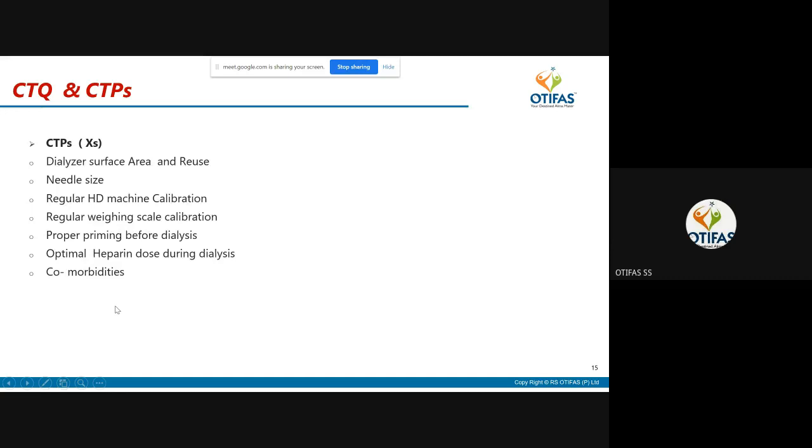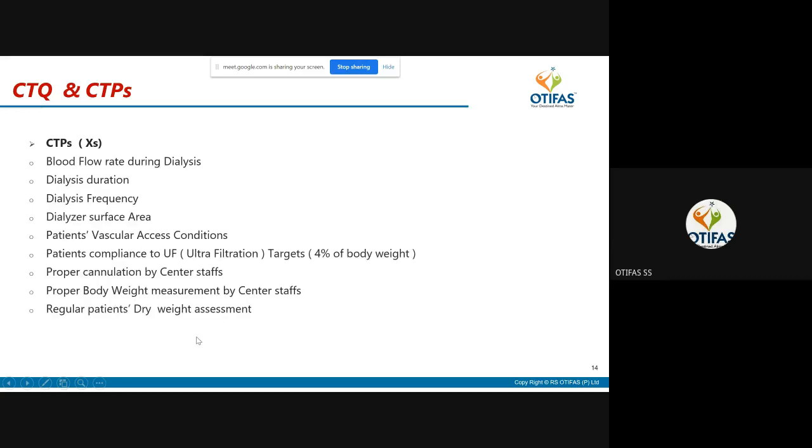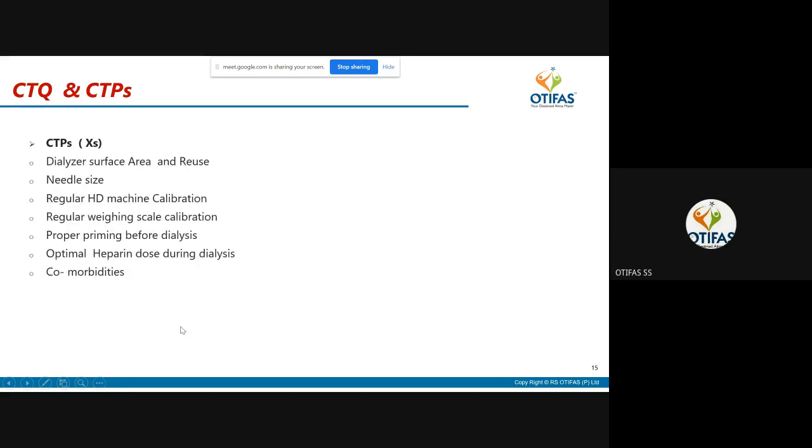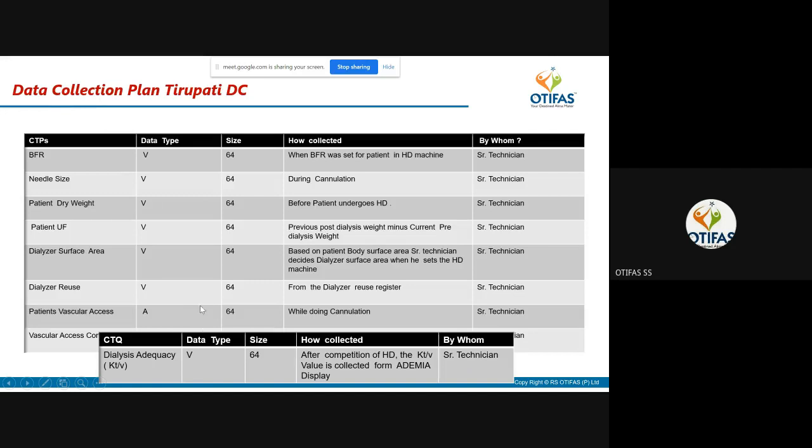Now they need to take measurements for this. What are the measures? Then they have to plan the data collection plan. Now, how it is written, see: BFR, blood flow rate, data type is variable, size 64, how collected, by whom. So this is how a good data collection plan looks.